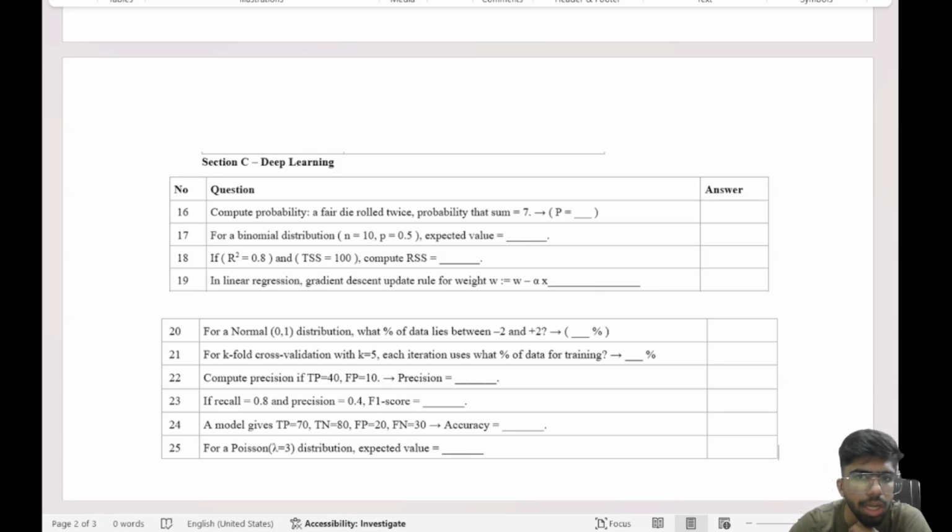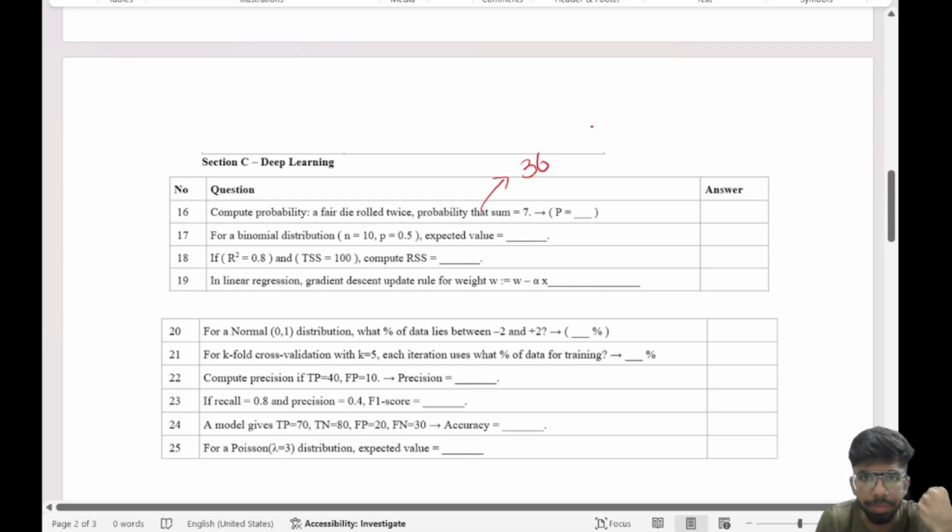That is probability. Compute probability. A fair die is rolled twice. The probability that the sum is 7. So the formula of probability is number of favorable outcomes divided by total outcomes. When we make the sample space for the die, it gives us 36 items in that set, and out of this, 6 will be our favorable outcomes, which make the sum 7.